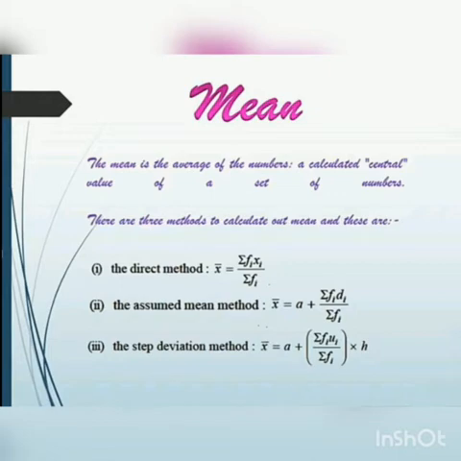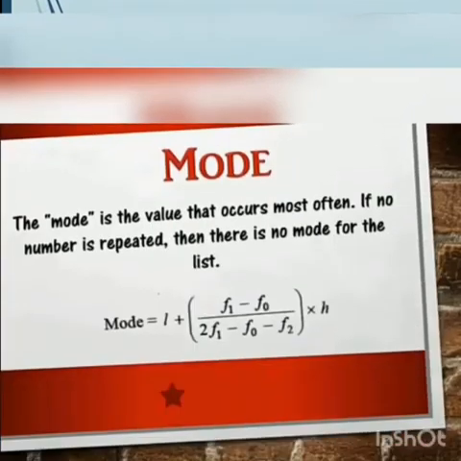Now let's discuss the third method for finding the mean, that is the step deviation method. For the step deviation method, we will find the value of ui by subtracting a from each xi. Then we will divide it by h, which is the class size. Then we will multiply ui and fi, then apply the formula a plus sigma fi ui upon sigma fi, into h.